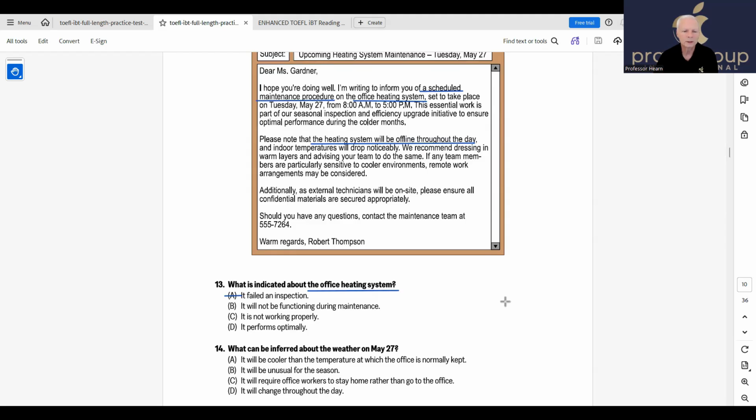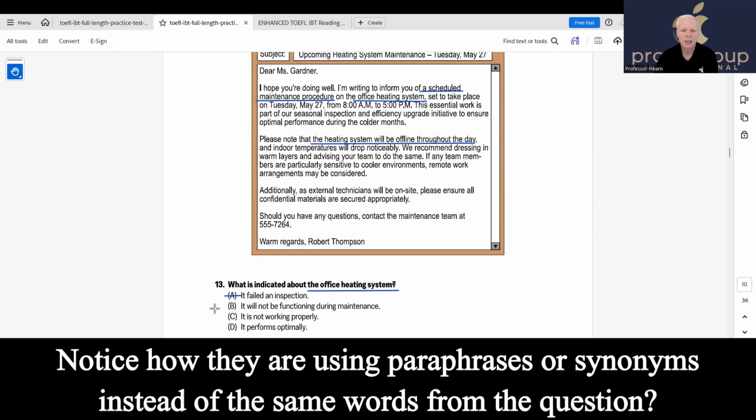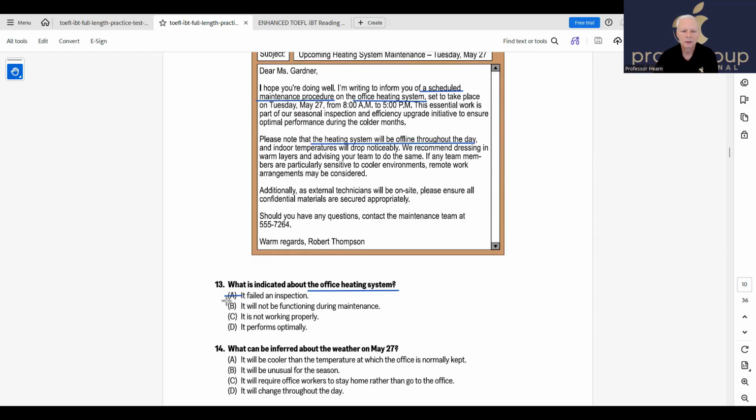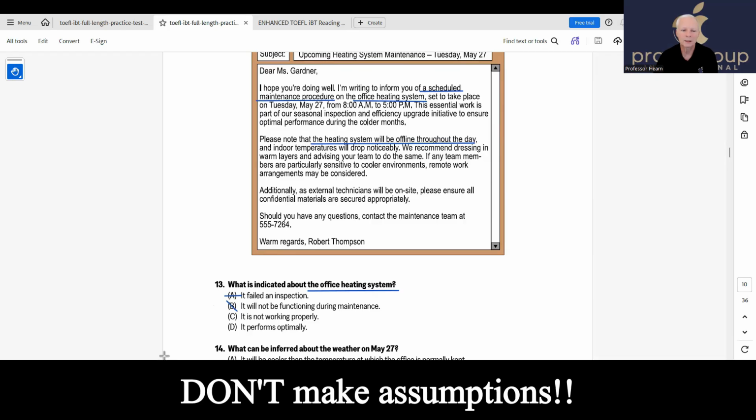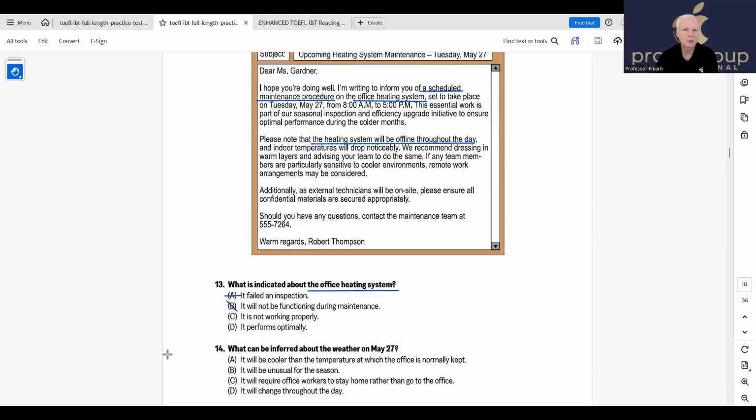What about choice B? It will not be functioning during maintenance. Well, the system will be offline. This is another way of saying that it will not be functioning. So B is possible. What about C? It is not working properly. They did not say that the system is not working. They simply said that it's going to be offline throughout the day because of scheduled maintenance. It's not being worked on because it's broken. The passage is not saying that the heating system is not working. They're simply saying that it has a scheduled maintenance procedure. So choice C is not possible.